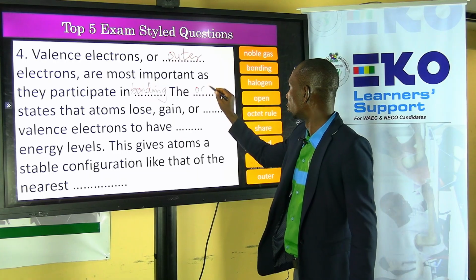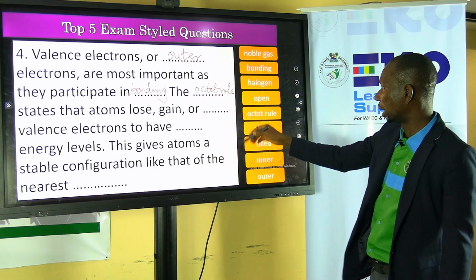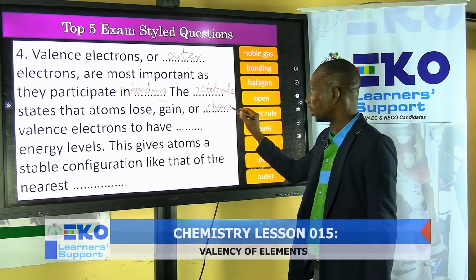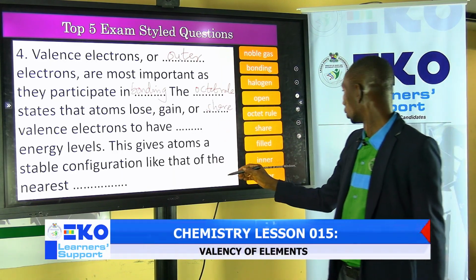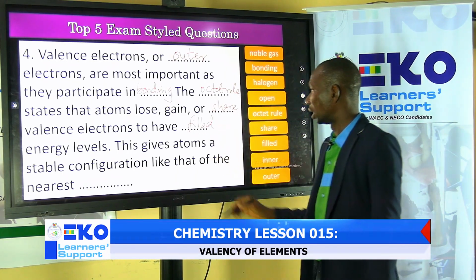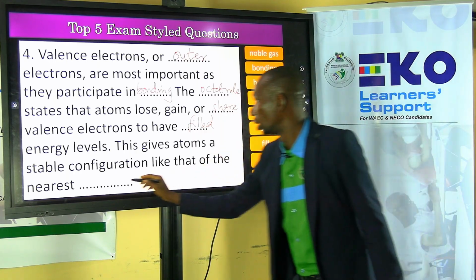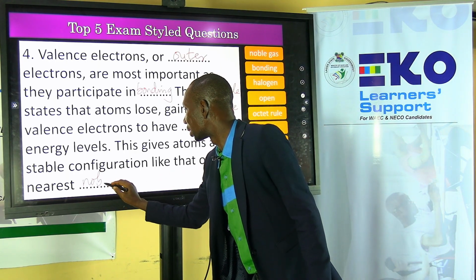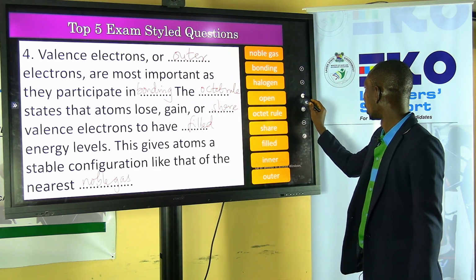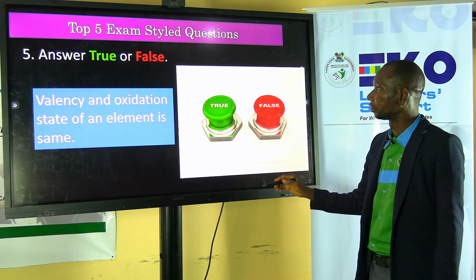The dash states that, okay, that is what we call the octet rule. The octet rule states that atoms lose, gain, or what? Or share electrons. Okay, to have a filled energy level. This gives atom a stable configuration like those of the noble gas. Okay, so with this we have come to the end of our top 5 exam style question.